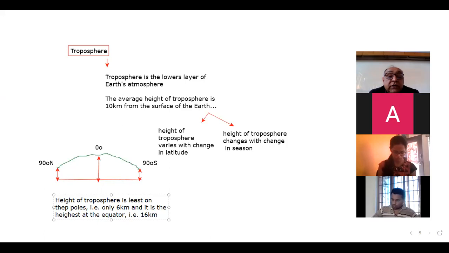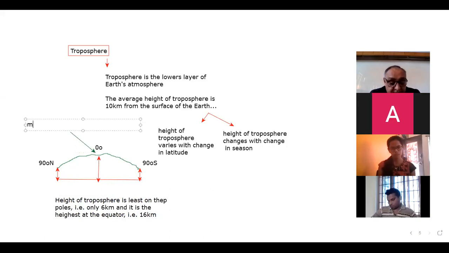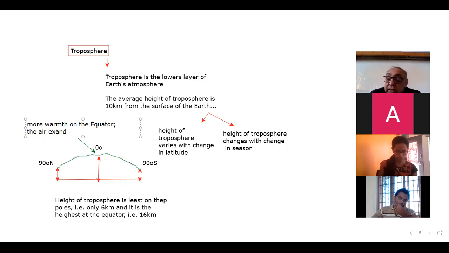This phenomenon occurs because there is more warmth on the equator. Please bear this in mind. More warmth means the air expands, horizontally and also vertically. When the air expands vertically, the air goes upwards, and that is why the upper limit of the troposphere rises.